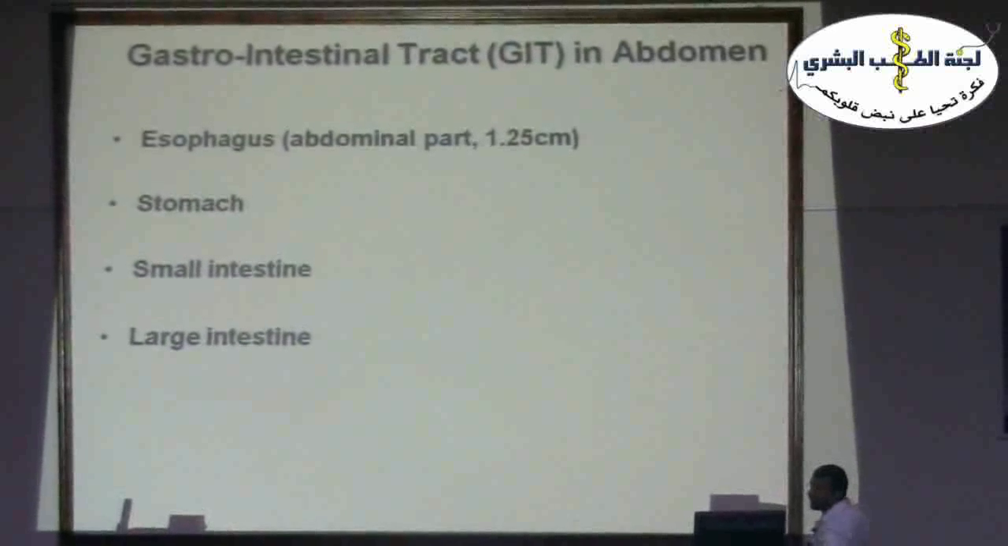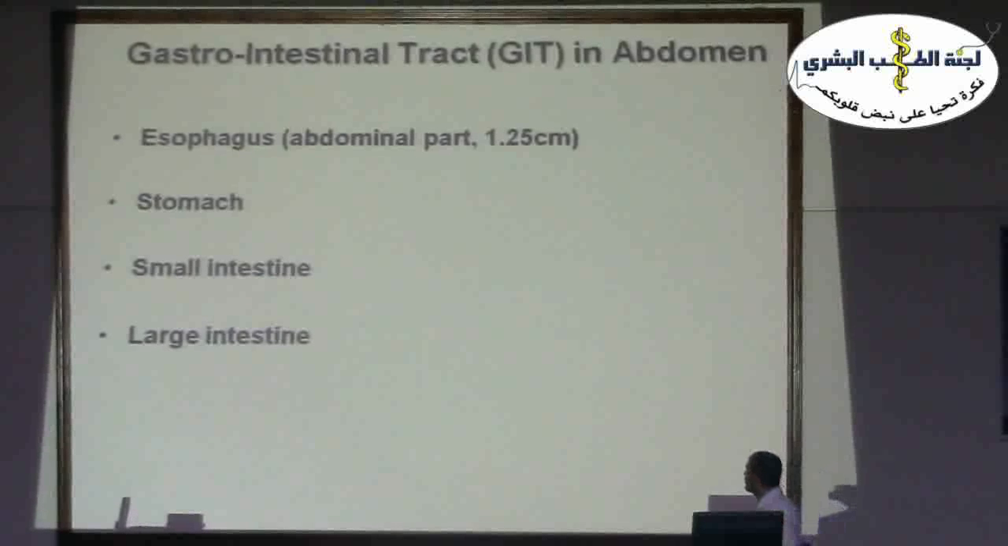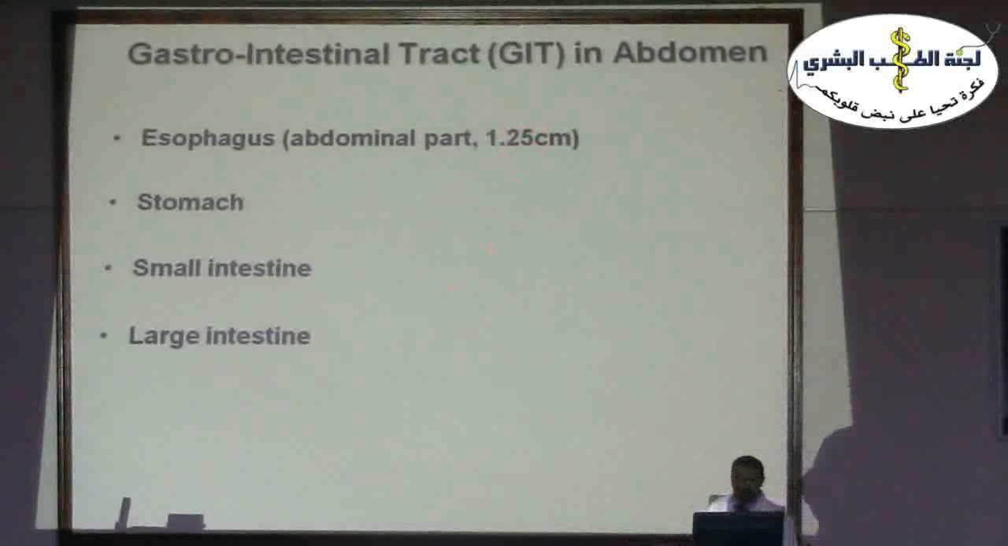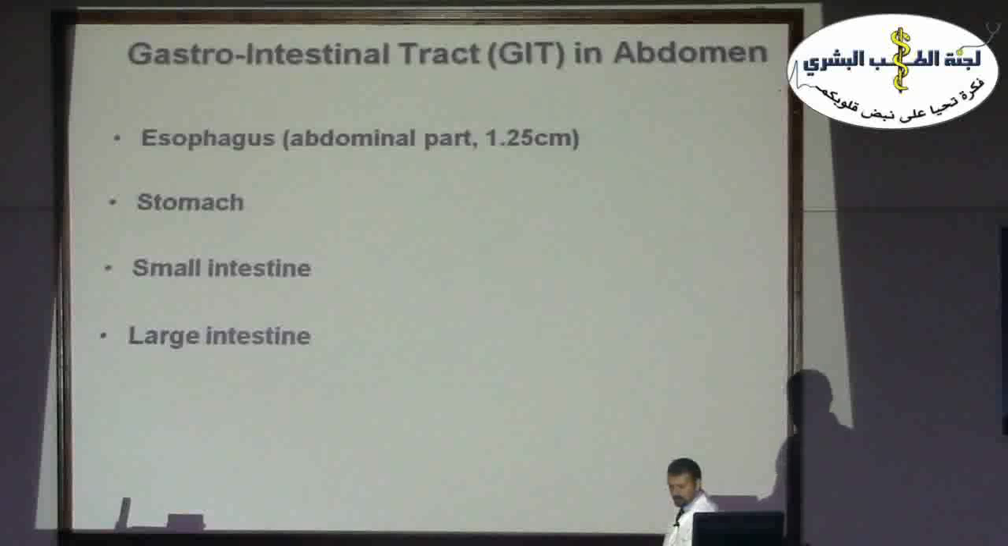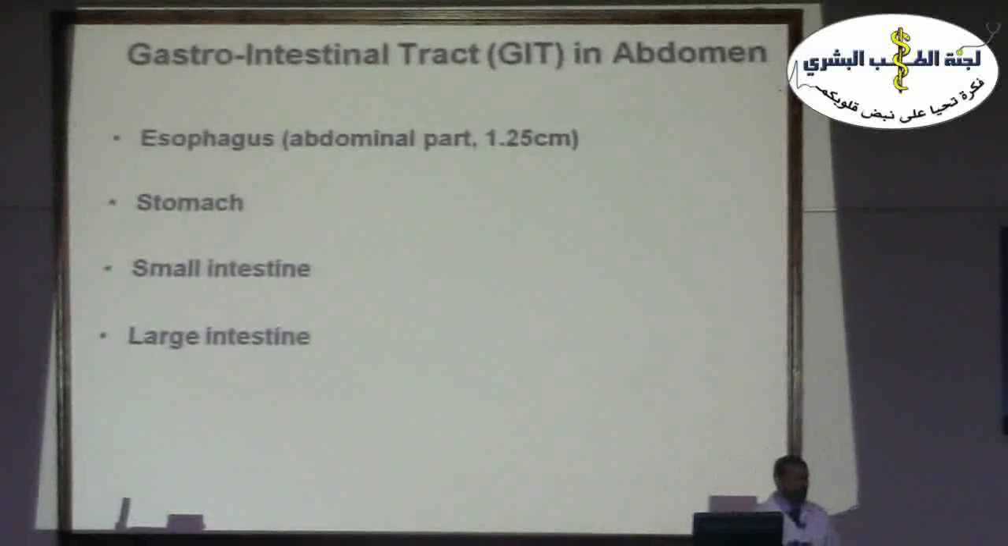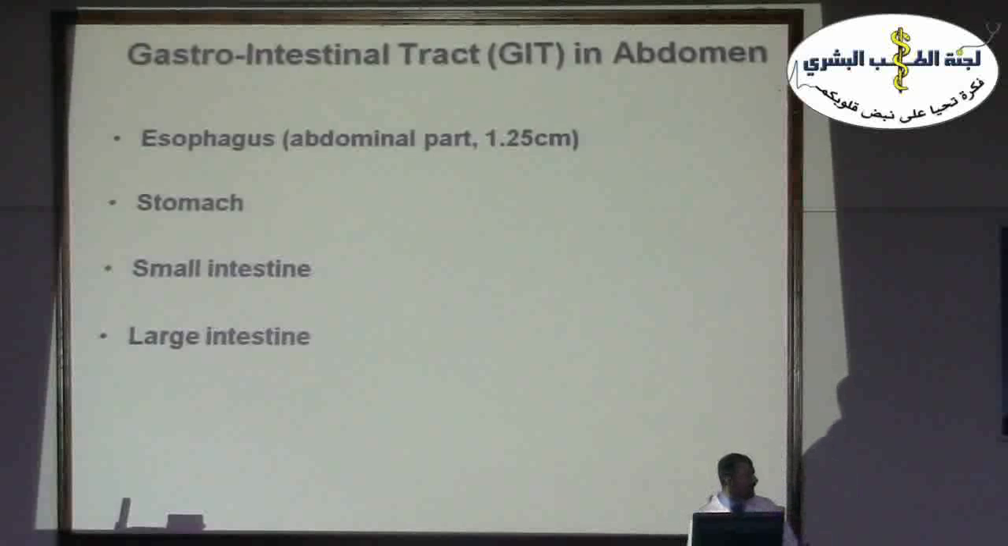A very tiny small part of the esophagus, which is around 1.2 centimeters. We refer to it as the abdominal esophagus. So there is a small part of esophagus that will enter usually at the level of T11 into the stomach. After the stomach, we have the three parts of the small intestine. What are the three divisions of small intestine? Duodenum, jejunum, and ileum. Then we have the large intestine, and it is subdivided into cecum and appendix, ascending colon, transverse, descending, sigmoid, rectum, and anal canal.